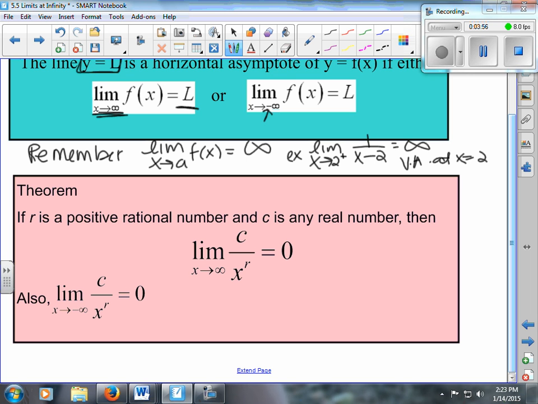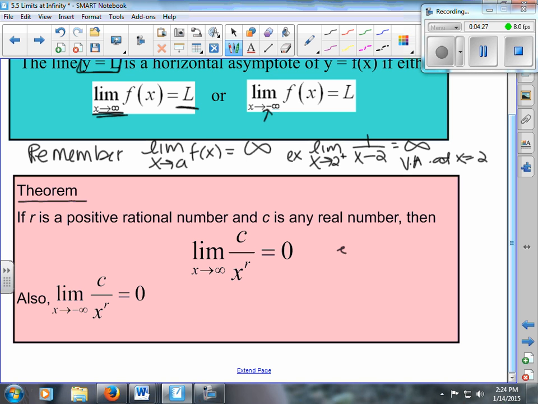Okay, so now I'm going to talk about how we compute limits analytically. You're going to have a function, not a graph. We're not going to do a table. We're not going to have a calculator and type in 10 and 1,000 and 10,000. Instead, how can I do this algebraically? Well, we're going to use this theorem here. The theorem says that if you have a positive rational, if you have some constant and you divide by x to any power, and x goes to infinity.